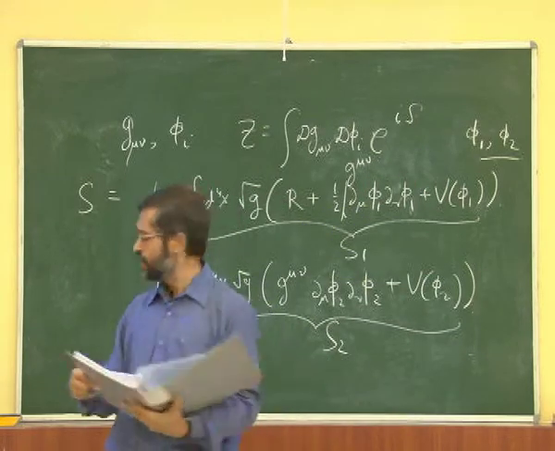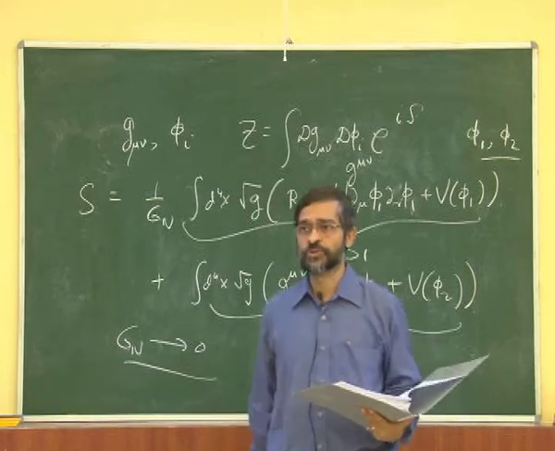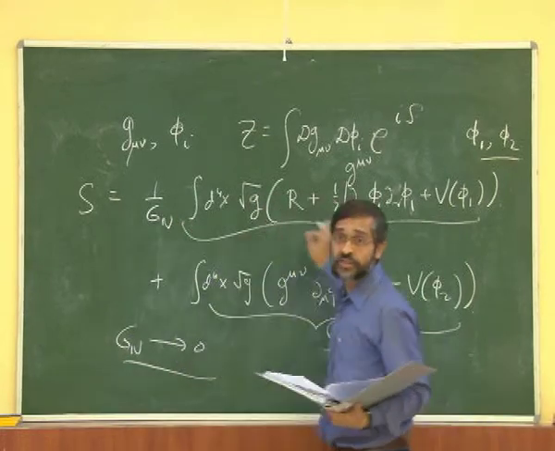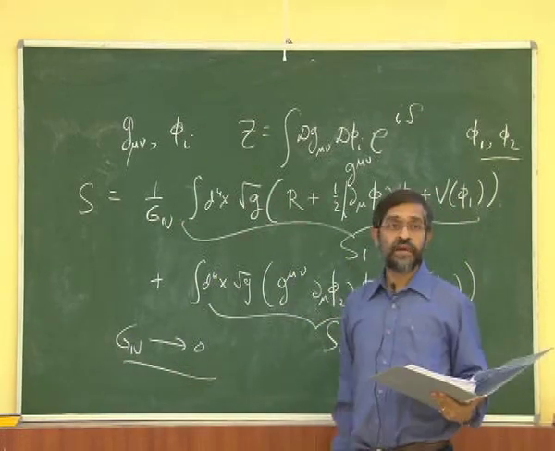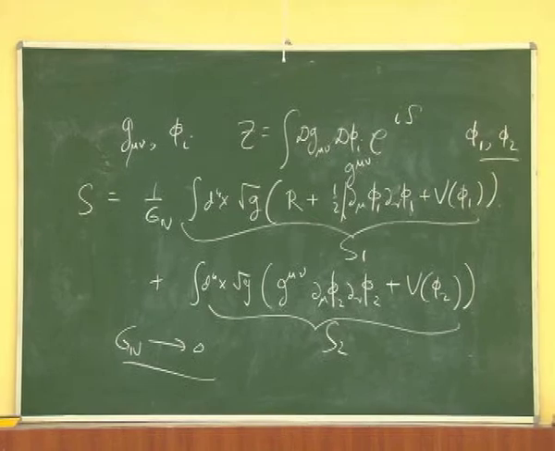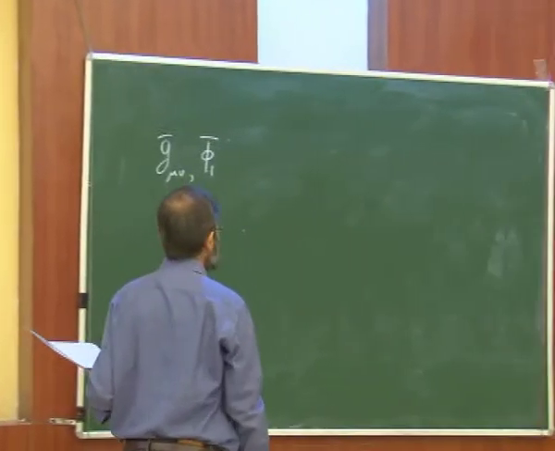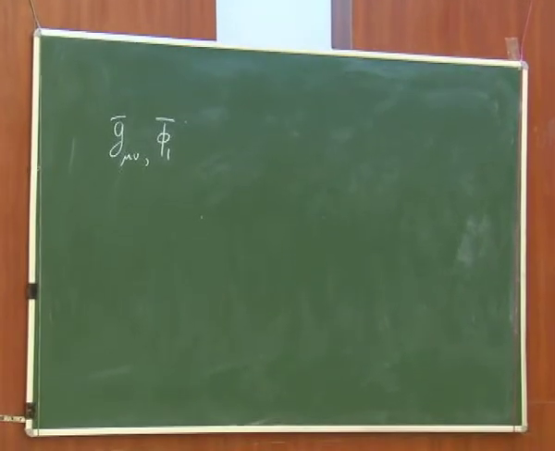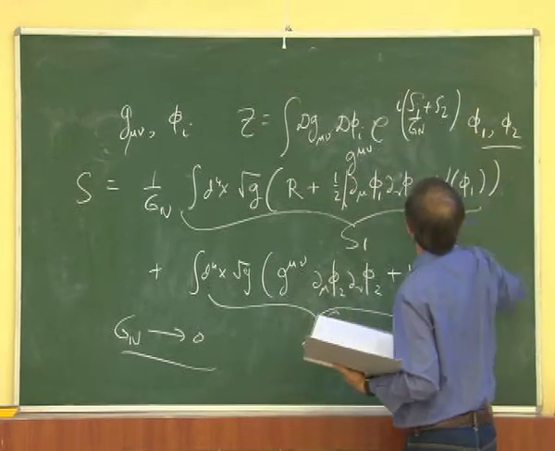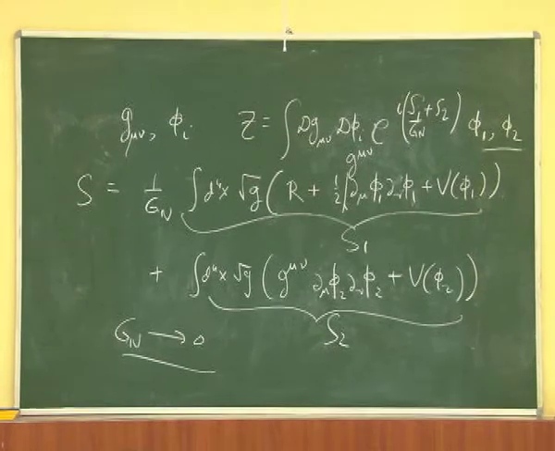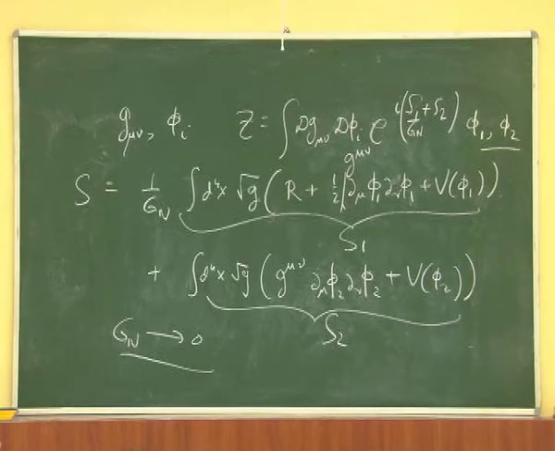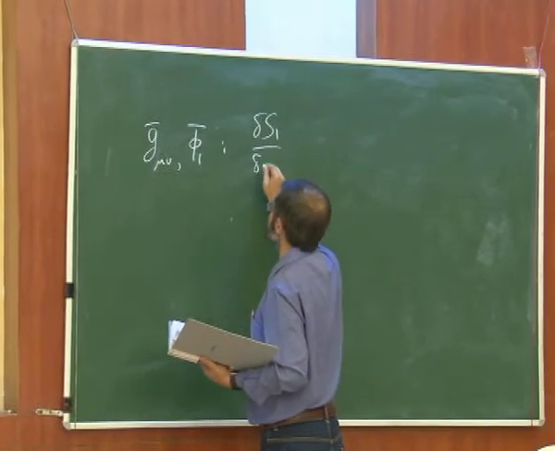So in the limit of Newton's constant going to 0, I can basically approximate this part of the functional integral by its classical value. This functional integral is of the form S1 over Gn plus S2. I imagine that there is a classical solution g bar mu nu and phi 1 bar such that this is true.